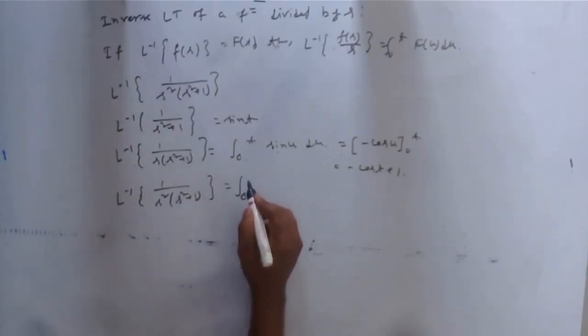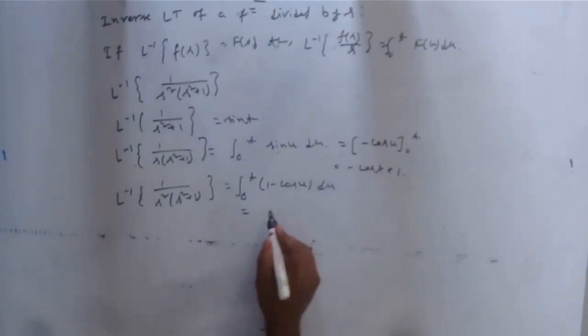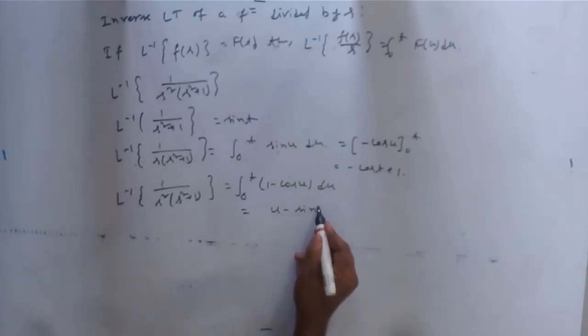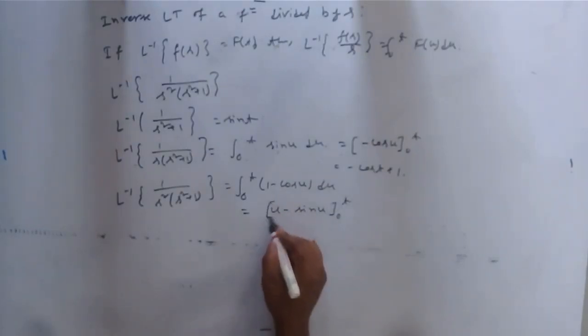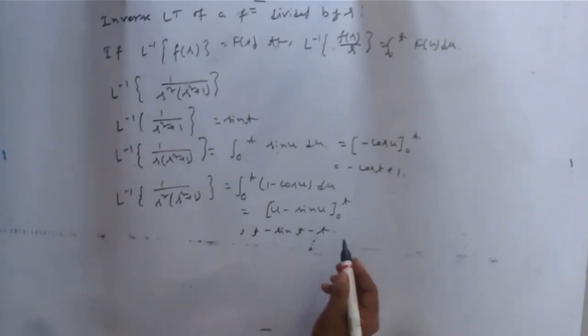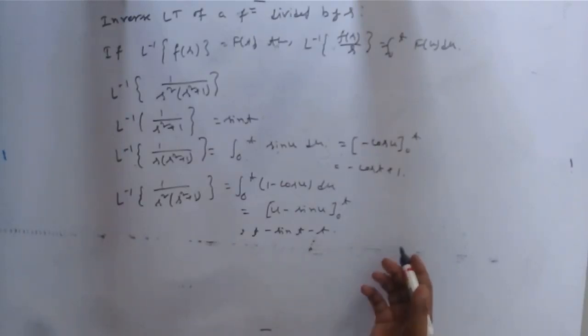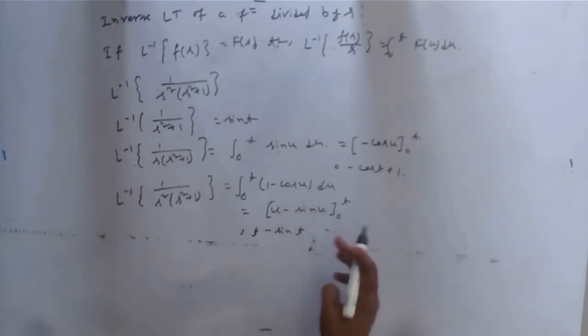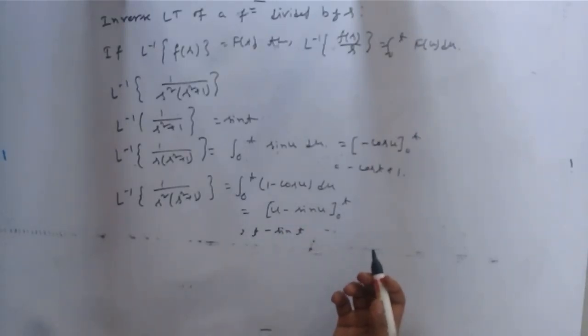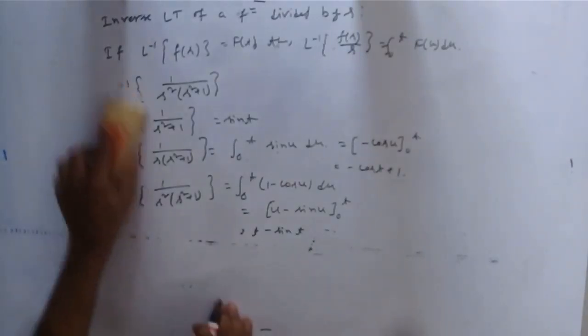So this will be integration 0 to t of (1 minus cos u) du, and this will be u minus sin u from 0 to t, that is t minus sin t minus, okay, not minus t, if you put 0 it will be 0, so the result is t minus sin t. Now I will go for the next example of this theorem.